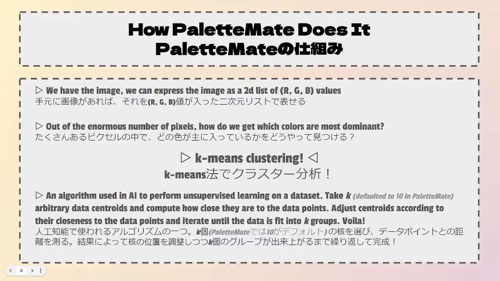So in the context of PaletteMate, the algorithm divides the color data into 10 groups and generates a color palette from that. And the colors in the palette are determined based on the average color value of each cluster divided by this algorithm.